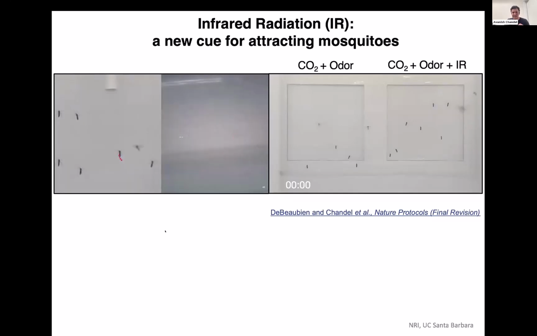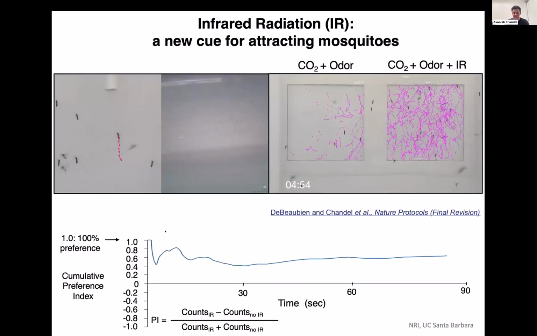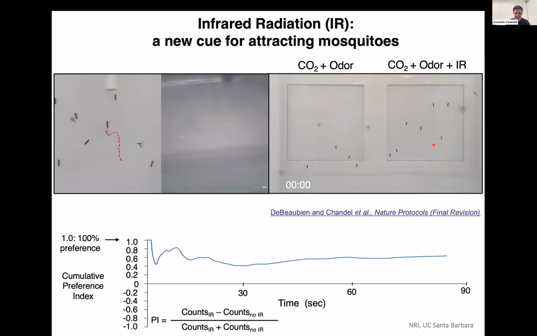Instead, we tracked a specific behavior associated with the activity of host seeking, a probing behavior that mosquitoes exhibit when searching for a host, and incorporated this into our analysis. We calculated a preference index based on this behavior, and based on the difference in the number of these tracks observed on the IR side versus the non-IR side, we calculated the preference index in all our future experiments. And as you can see here, the mosquitoes are showing very clear preference to the IR side versus the non-IR side.